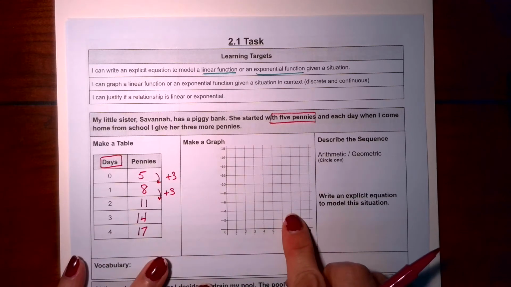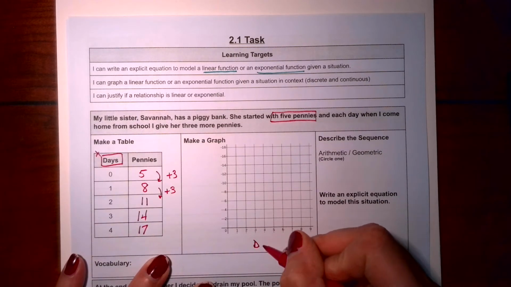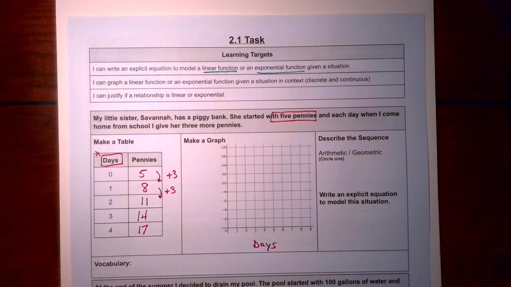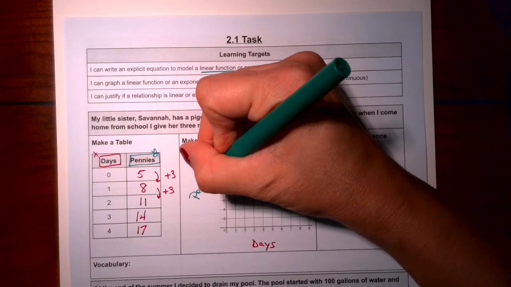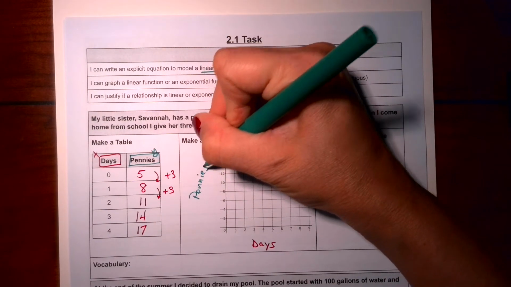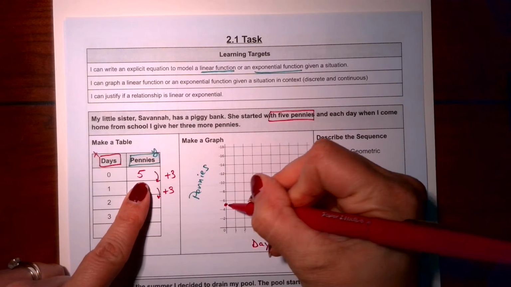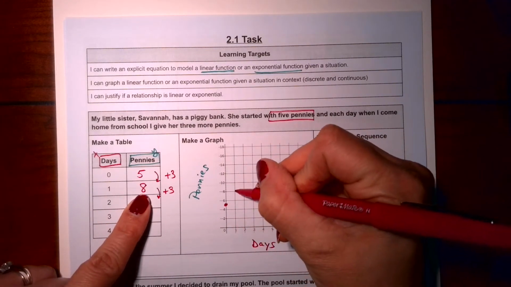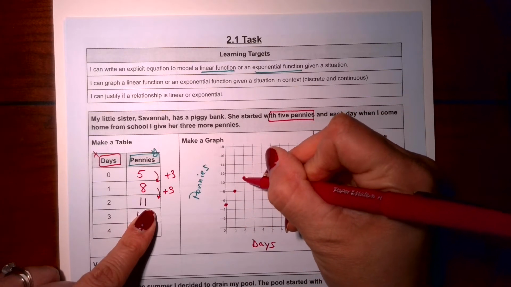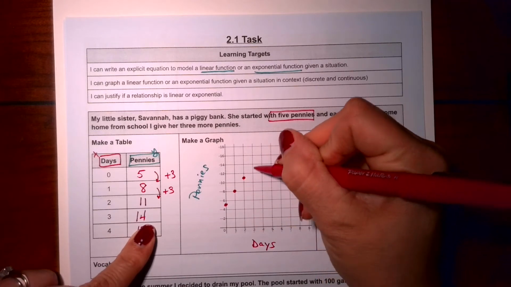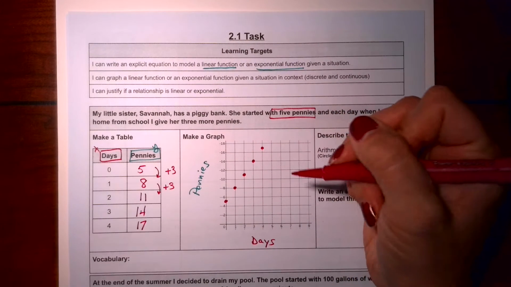So let's go ahead and make a graph. The first thing I'm going to do is make sure that I label the x-axis with the word days. And then let's label the y-axis, okay, pennies. So we've got some pennies that are going to be going up higher. So at first, there's 5. Day 1, she's up to 8 pennies because I gave her 3. Day 2, we're up to 11. Day 3, we have 14. And day 4, 17 pennies.